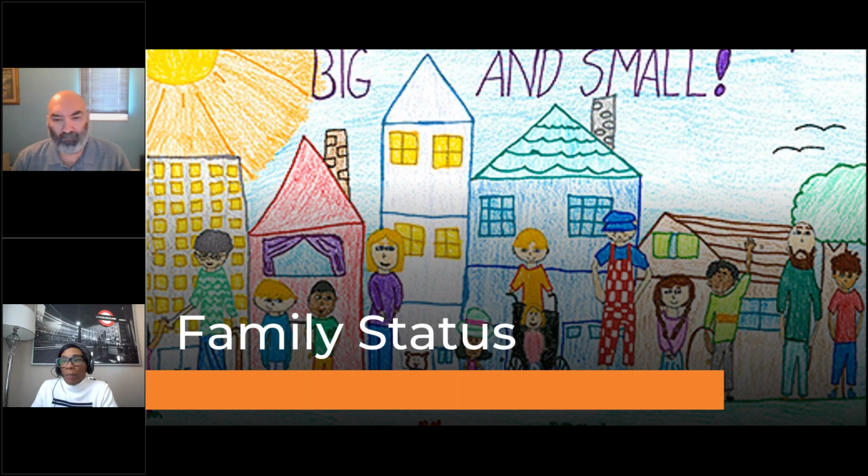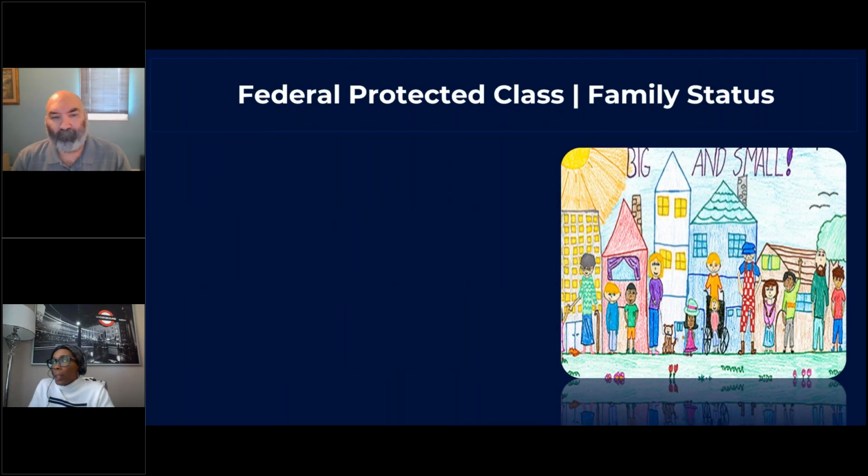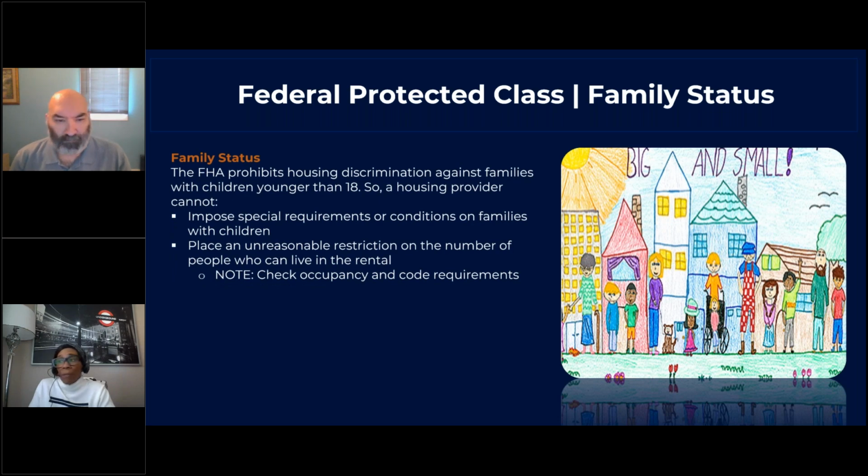We're going to talk about family status. The Fair Housing Act, with some exceptions, prohibits discrimination in housing against families with children under 18. In addition to prohibiting an outright denial of housing to families with children, the Act also prevents housing providers from imposing special requirements or conditions on tenants or applicants with children.